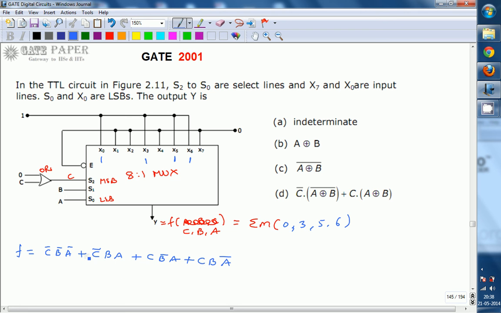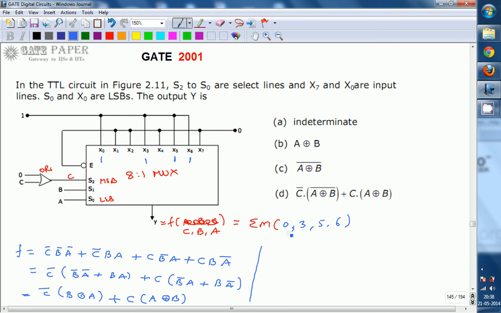From this, take common C bar: this is B bar A bar plus B A. From the other terms, if you take C common, this is B bar A plus B A bar. So you can write it as C bar into (B bar A bar plus B A), which is B XNOR A, plus C into (B bar A plus B A bar), which is A exclusive OR B.